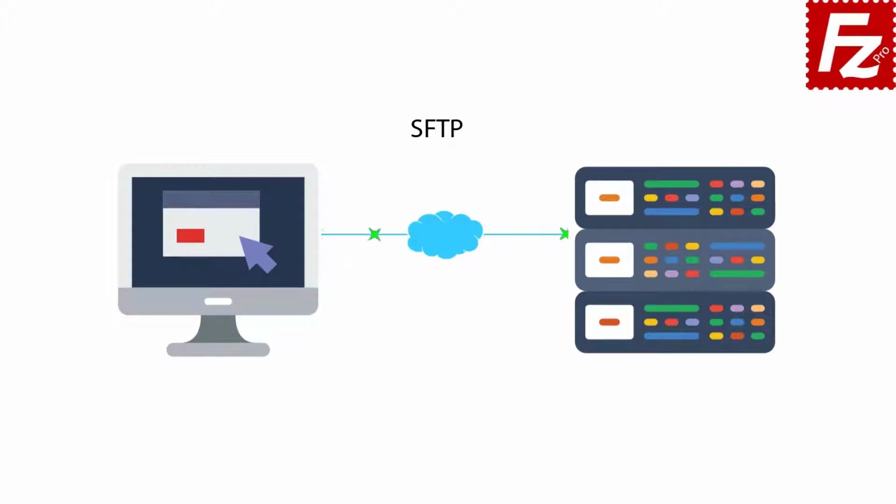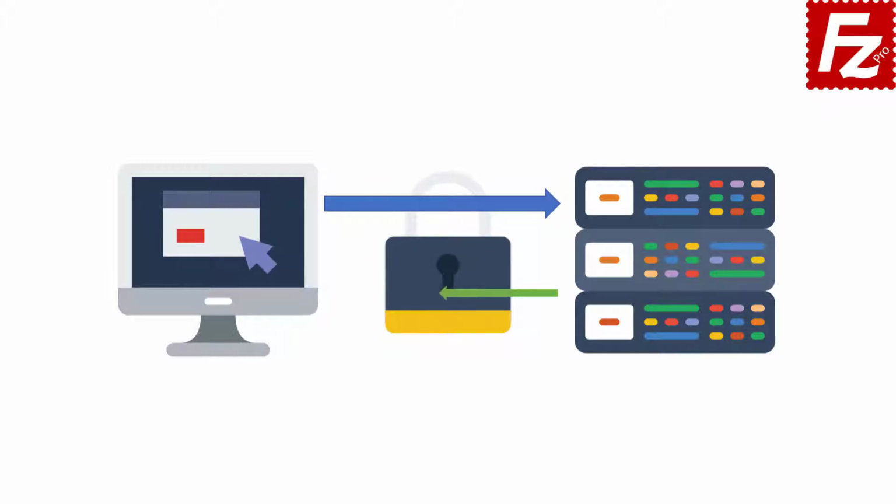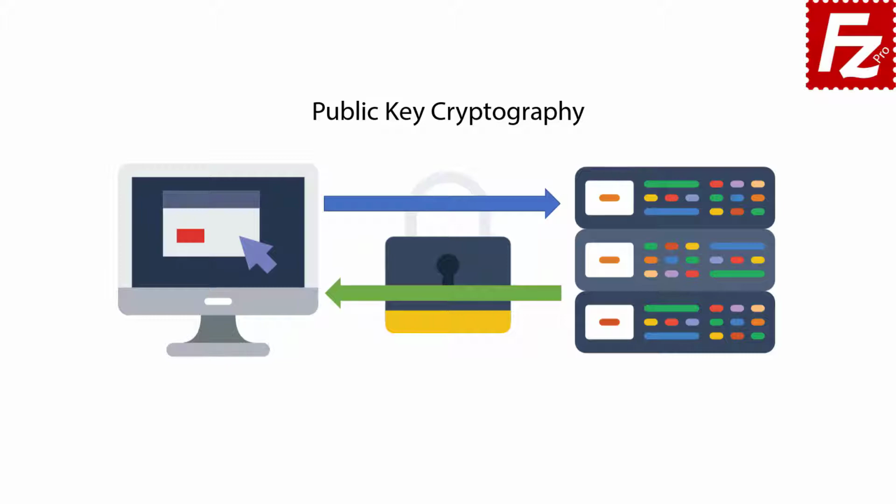It works differently from FTP and FTPS. SFTP is an extension of SSH. SSH is a protocol that provides a secure channel in a client-server architecture. SSH uses public key cryptography to authenticate the server. To authenticate the client, public key cryptography can be used, or alternatively, the client can use a password.